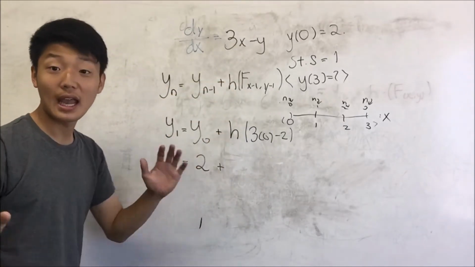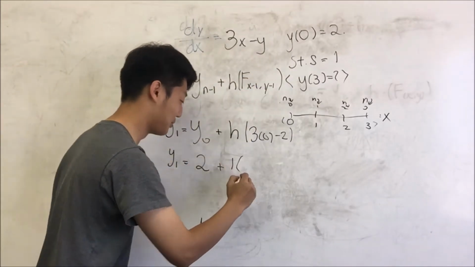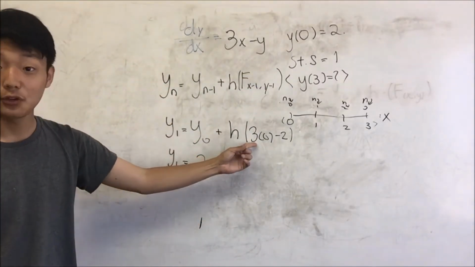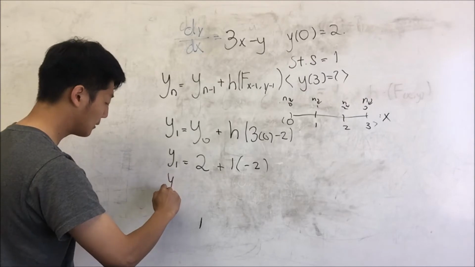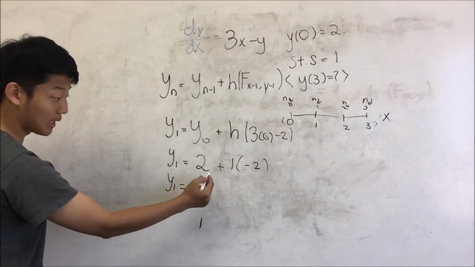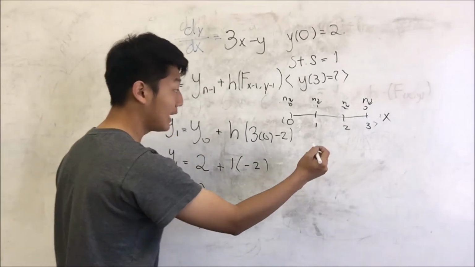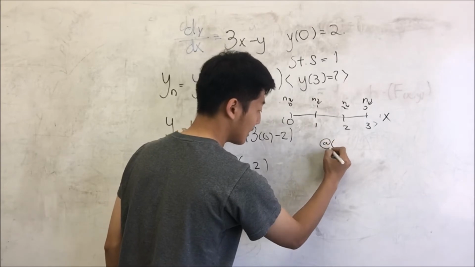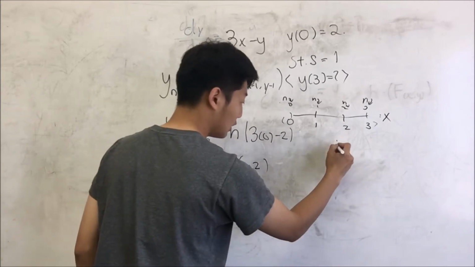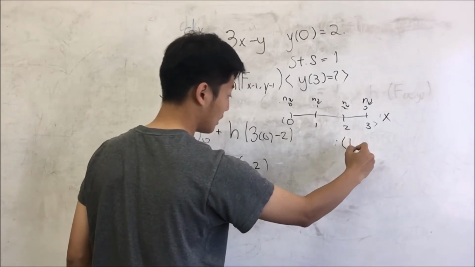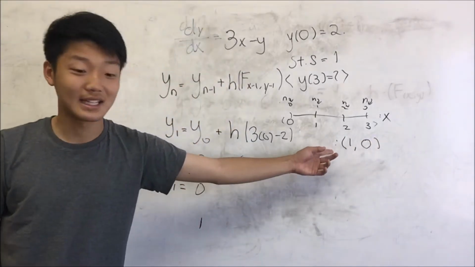And h, just to tell you, is the step size. The step size is 1, so 1. Oh, thank God, I chose the right number. And 3 times 0 is 0, and minus 2. So y1 came out to be, because it's 2 plus 1 times negative 2, it's 2 minus 2, which is 0. So we can conclude that when x is 1, y is 0.